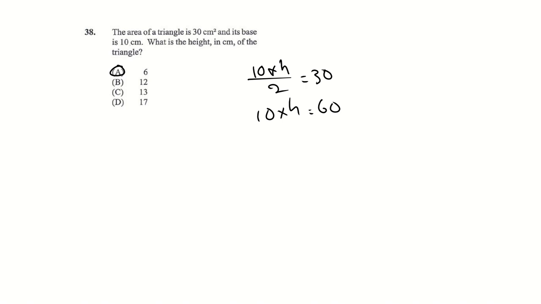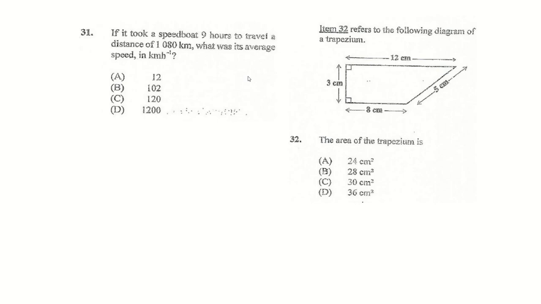And that is the end of May, June 2018. Sorry, May, June 2019. Let's look at January 20. Paper 1, section 4, 31 to 38. We know section 4 is measurement. They love this question, boy. The speed is 120.